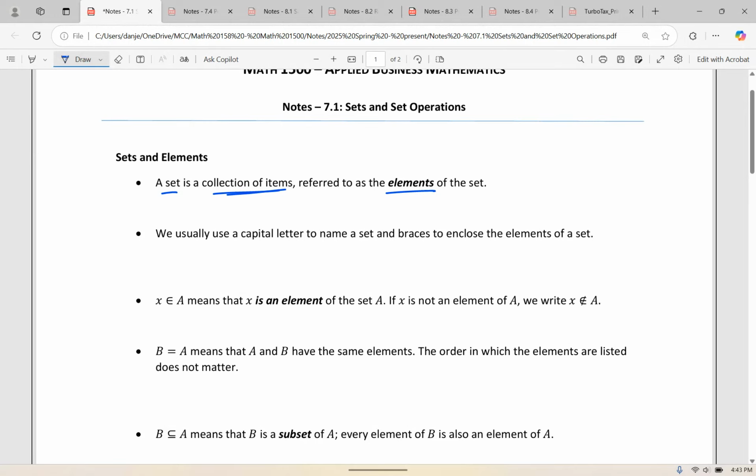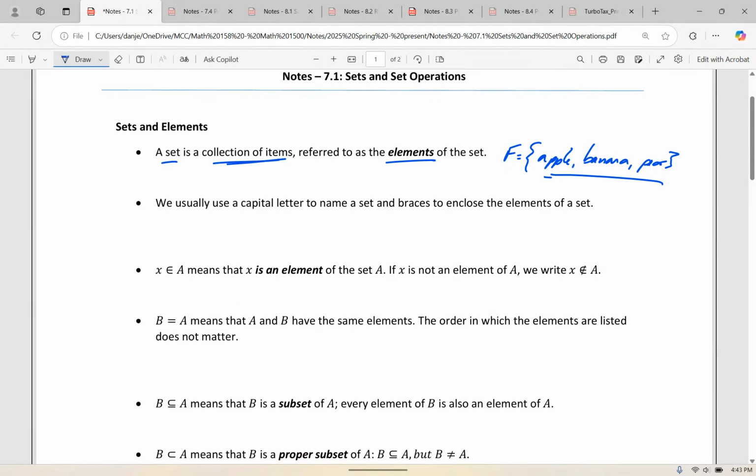So for example, I'm going to say set F is the set of fruit that my wife has in our refrigerator. We have an apple, a banana, and a pear. Those are the fruit that we have in the refrigerator, so that is a set. It's simply a list or a collection of items that you're referring to. We will usually use a capital letter to name a set. We typically start with set A, set B. If I'm going to talk about fruit, I might use set F. If I'm going to talk about students, I might use S to represent the set.